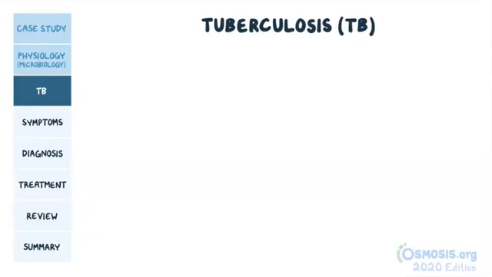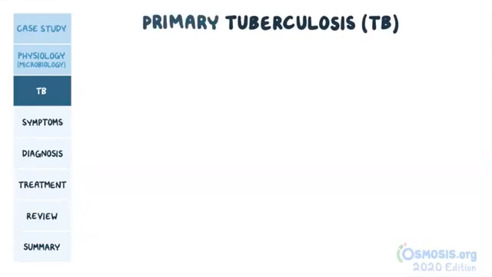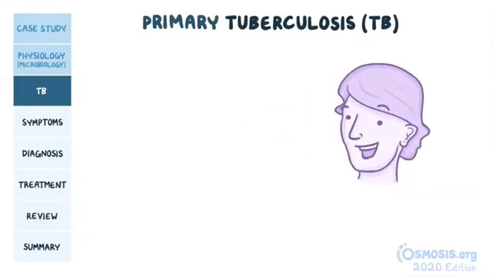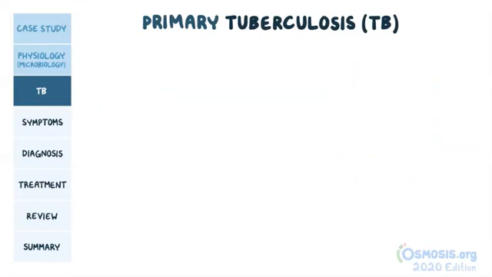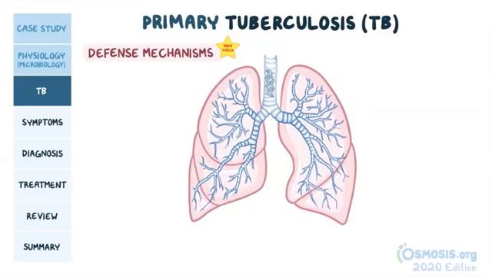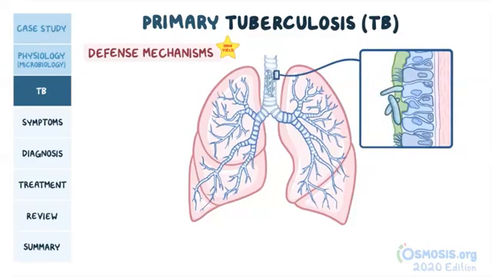Okay, so let's start by talking about primary tuberculosis. This is where TB bacteria are transmitted when a person breathes in contaminated aerosolized droplets coughed up by somebody who has TB. This is not normally a problem, as we have plenty of defense mechanisms against the microorganisms we inhale. They are often trapped in the mucus secretions in the upper respiratory tract and coughed up.